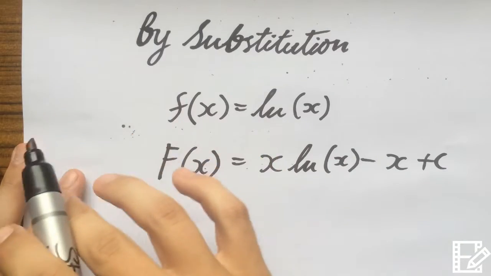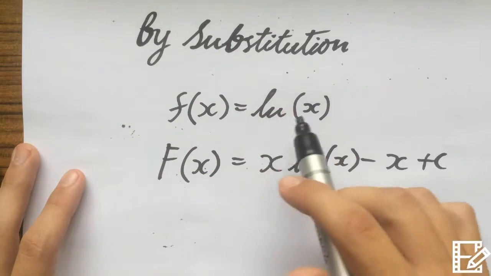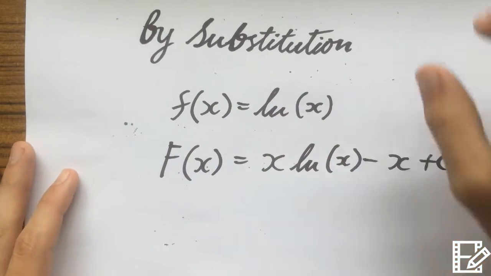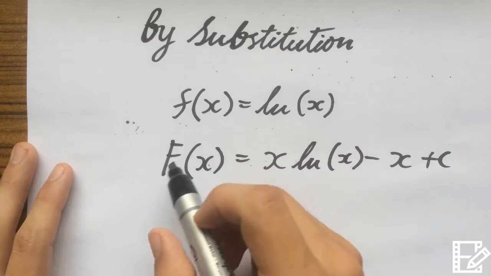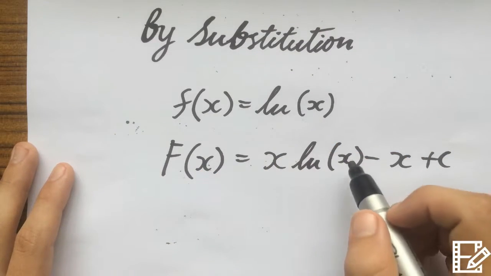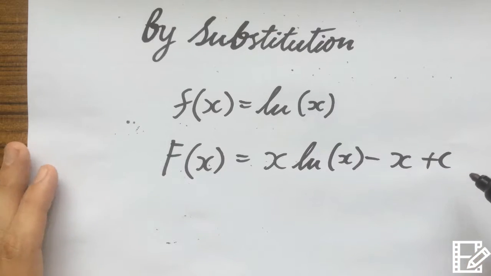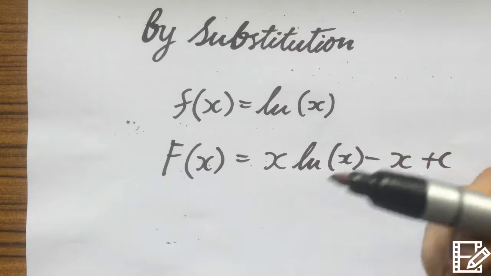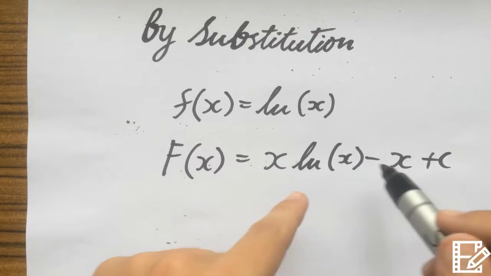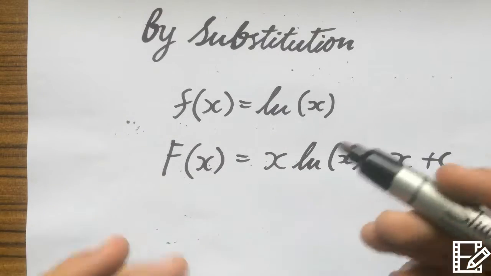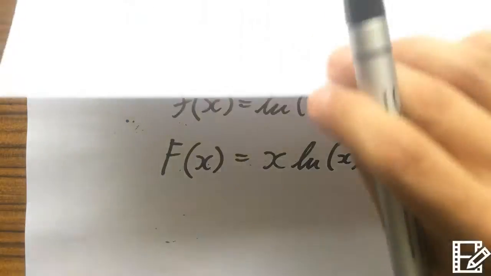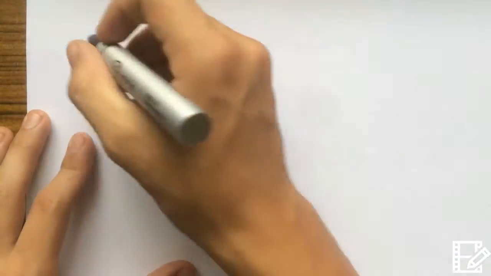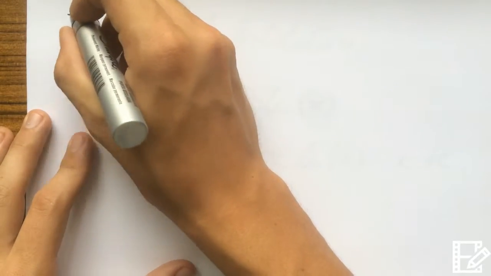This lesson will be focusing on integration by substitution, focusing on the ln of x function. Okay, so here we have our function equals ln of x and the integral, which is x ln of x minus x plus c. Now, you can use integration methods to solve that and prove that, but I'm going to make a separate video on that, and I'm going to show you other methods of substitution. Anyway, let's start with our first example.